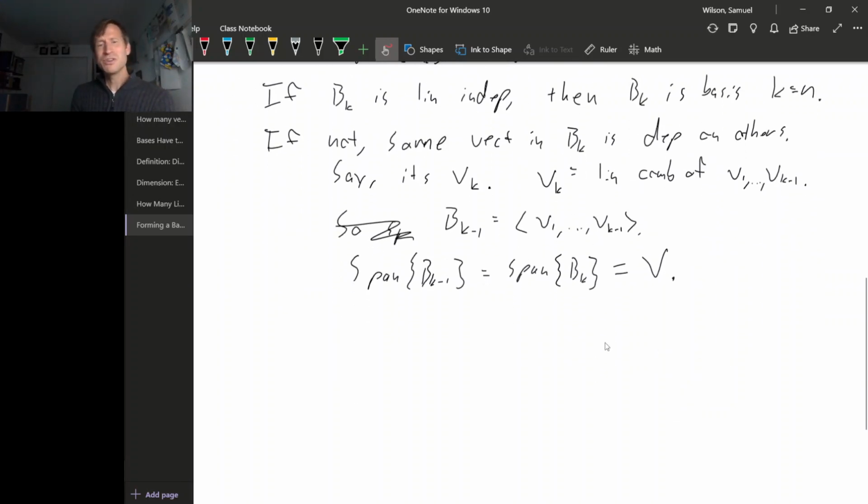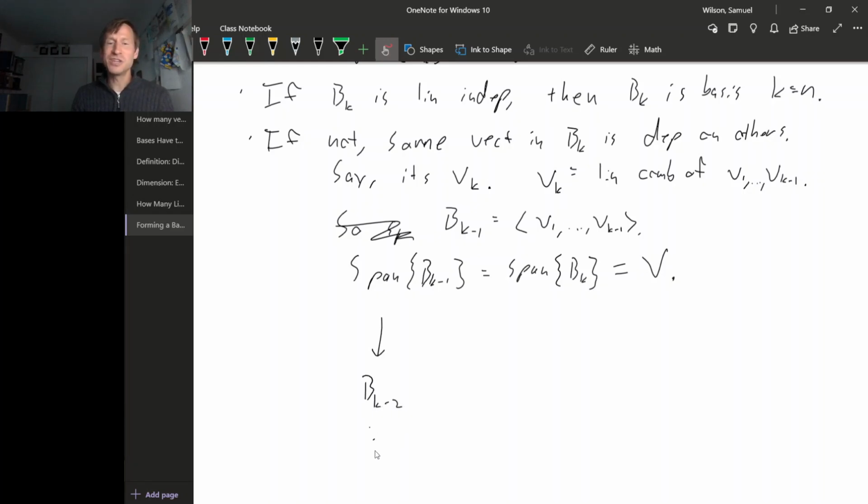All right, so now we're back where we started. We have a spanning set b sub k minus 1, and we don't yet know if it's linearly independent. So we can repeat the whole process, right? If it is linearly independent, then we have a basis, and we're done. We've reduced our spanning set to a basis. If it's not linearly independent, then we can throw away another vector without changing the span, and that would give us b sub k minus 2.